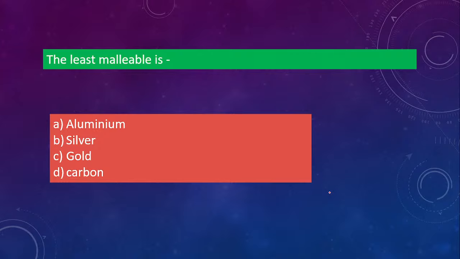Next one. The least malleable out of these four options, which is the least malleable? You know the property of malleability, right? In metals we have seen. So what is the answer? Aluminium, silver, gold or carbon? कौन सा होगा?